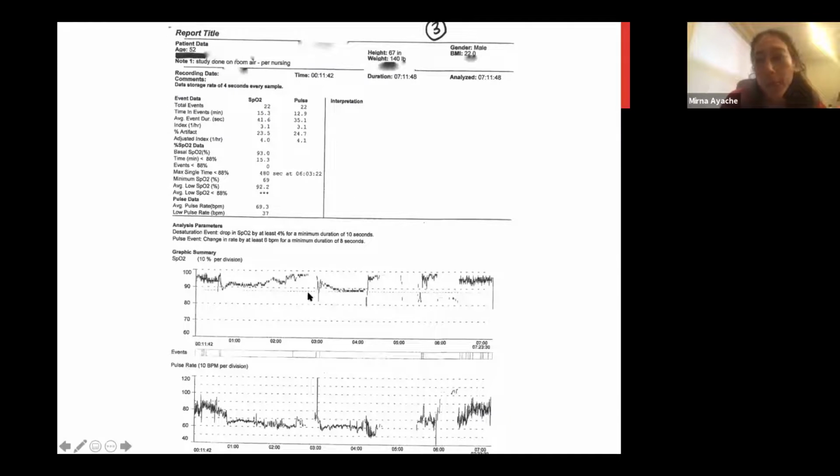I want to point out it's important to look at artifact. For example, this is an example of overnight pulse oximetry where there are a lot of breaks here. So this is really not a good pulse oximetry and you can't really tell or interpret it. You're going to say it's low quality and perhaps repeat. So look at the breaks here for artifact.